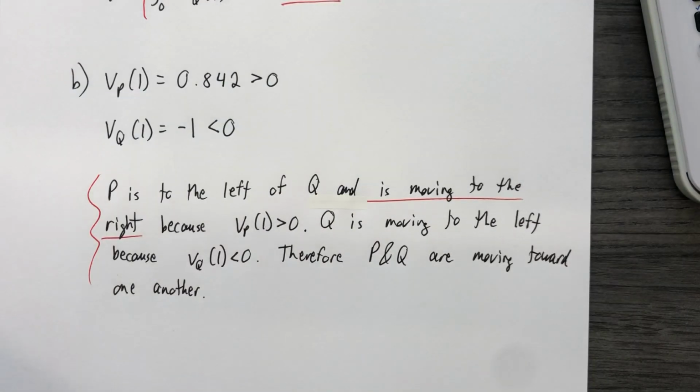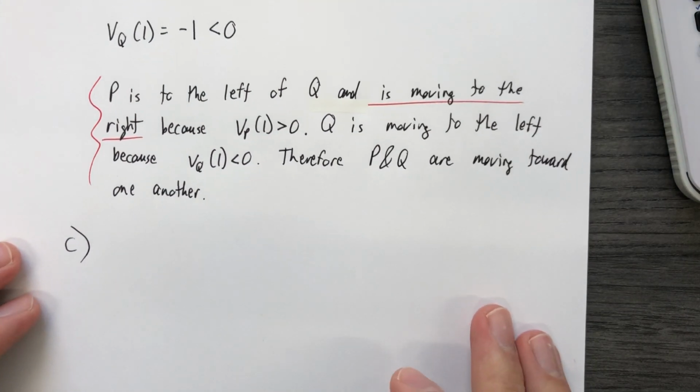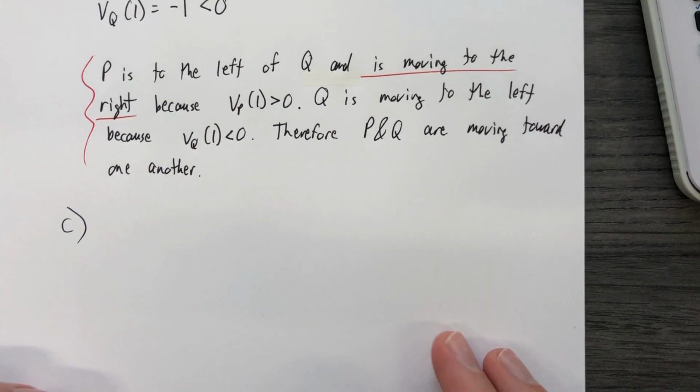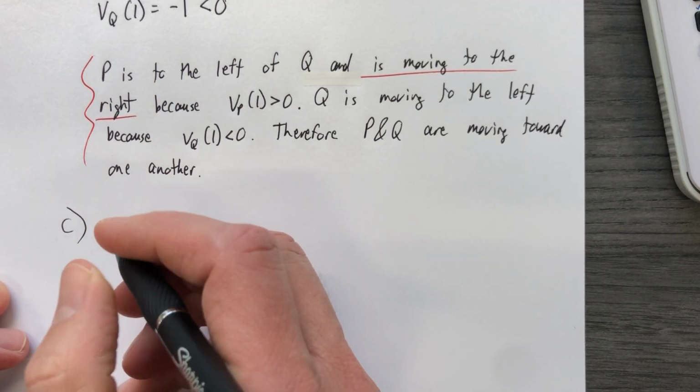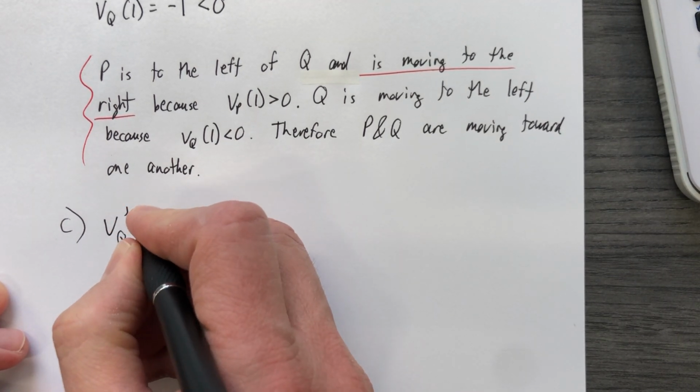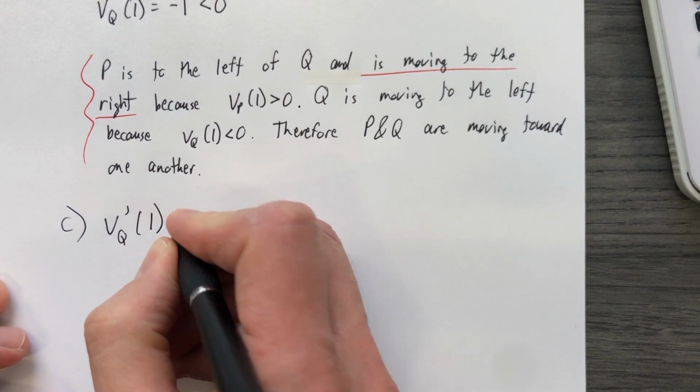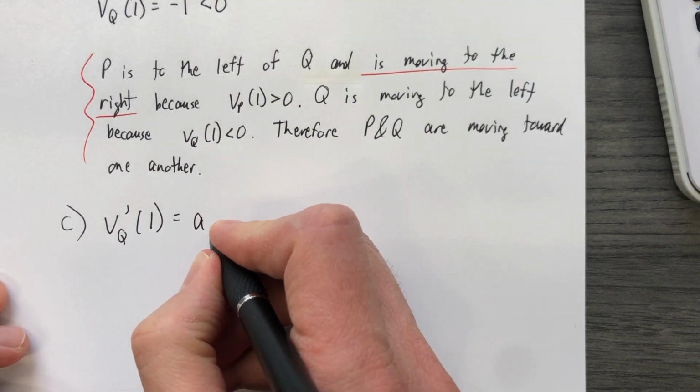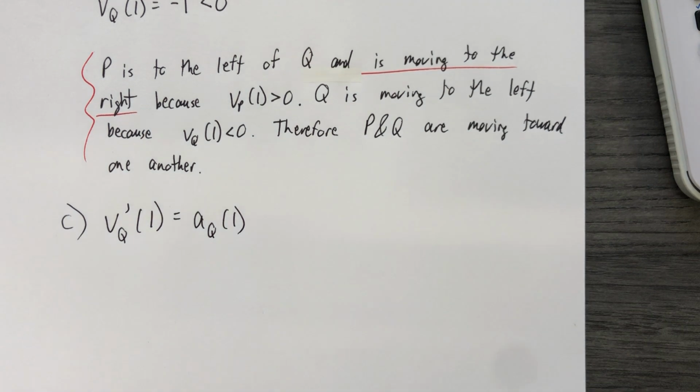So part C is asking for the acceleration, and the acceleration is the derivative of velocity, in case no one ever tells you, and this is for particle Q. So the derivative of velocity at 1, because that's what they're asking, and I'm going to define that to be the acceleration at 1, okay?